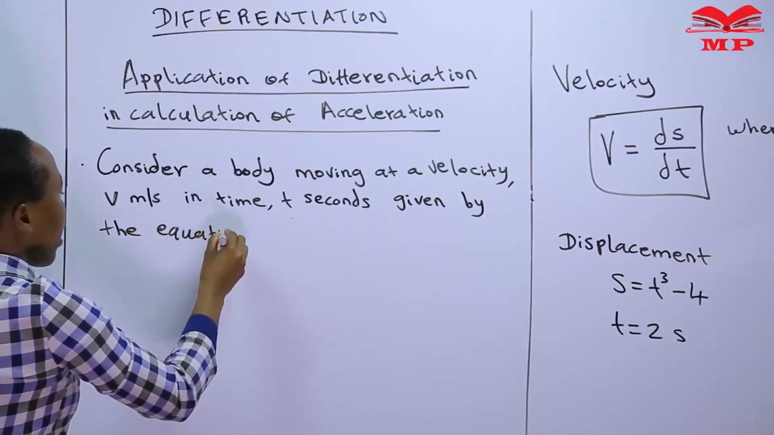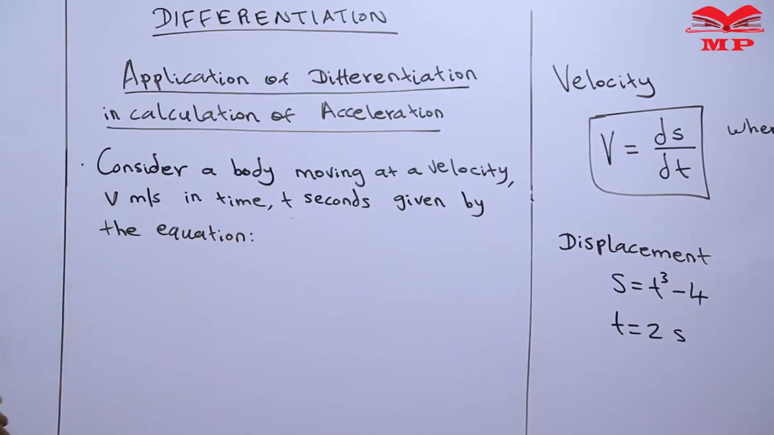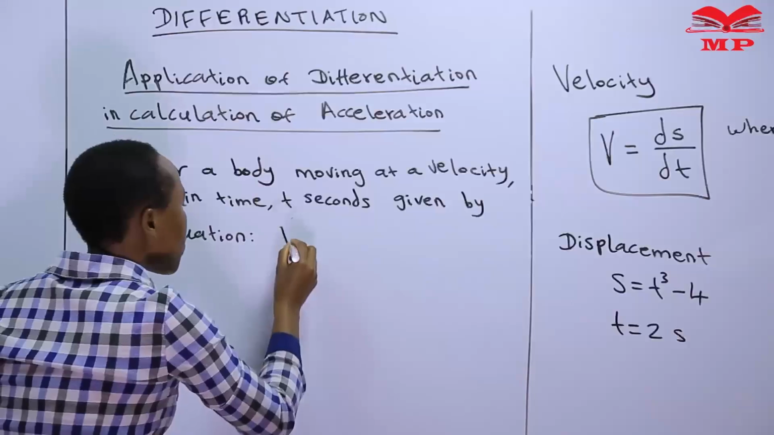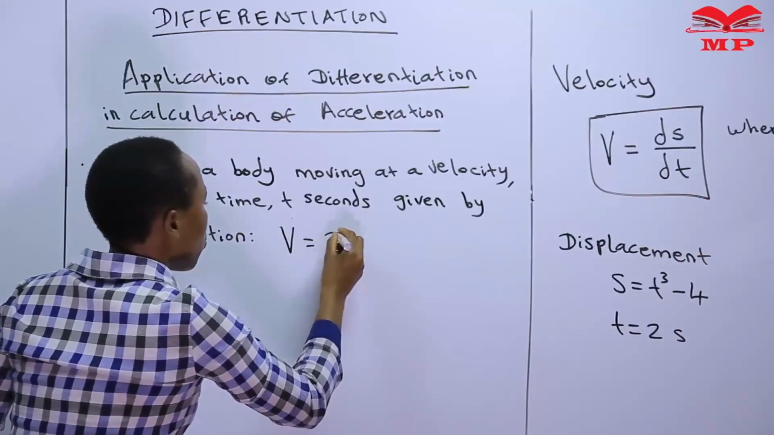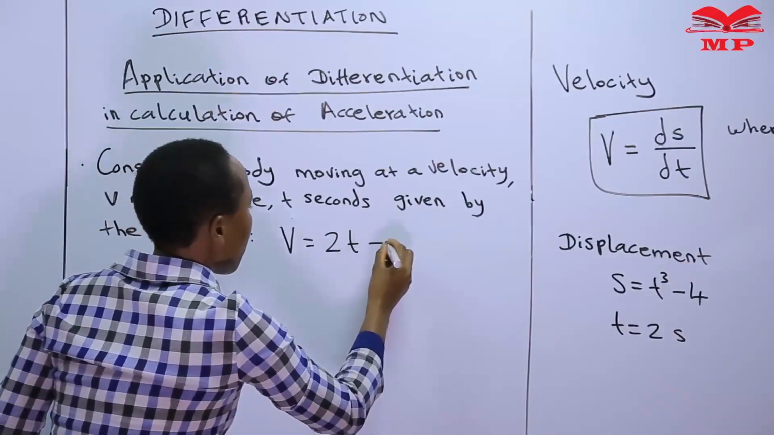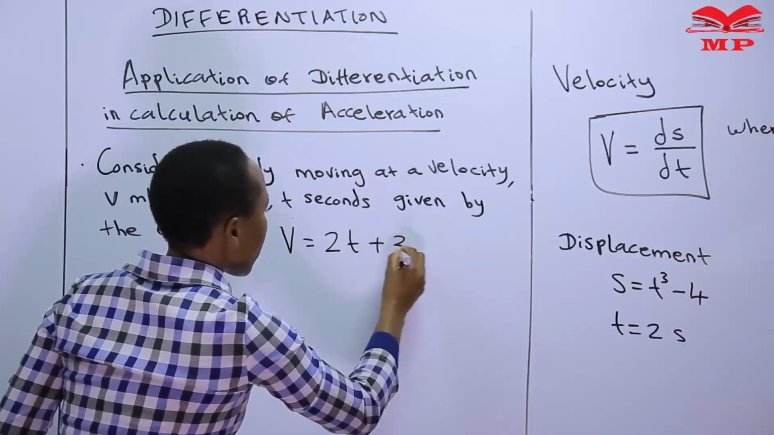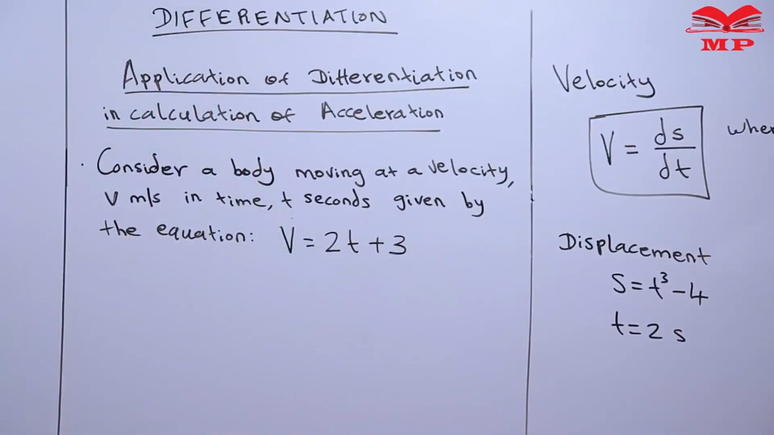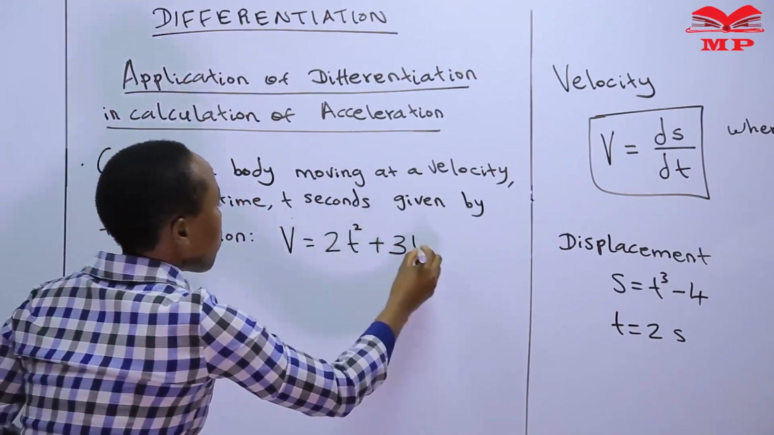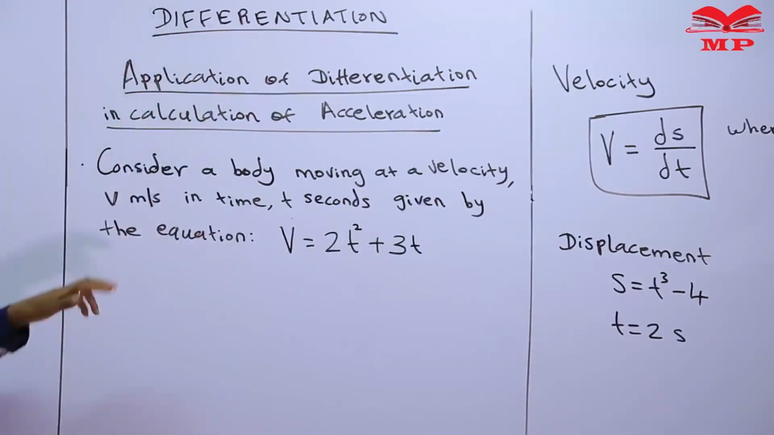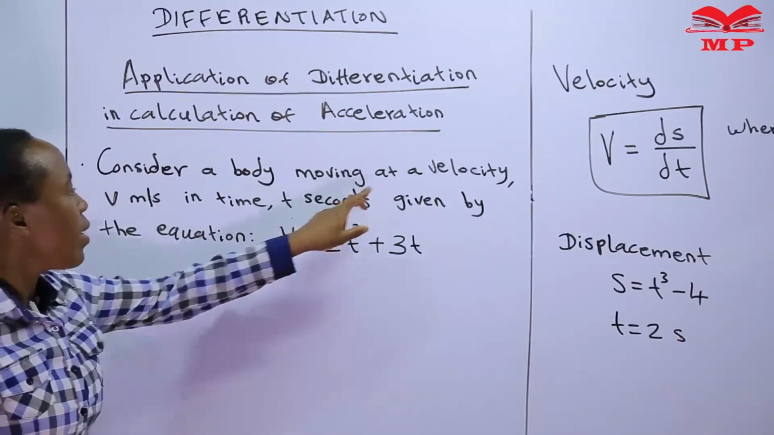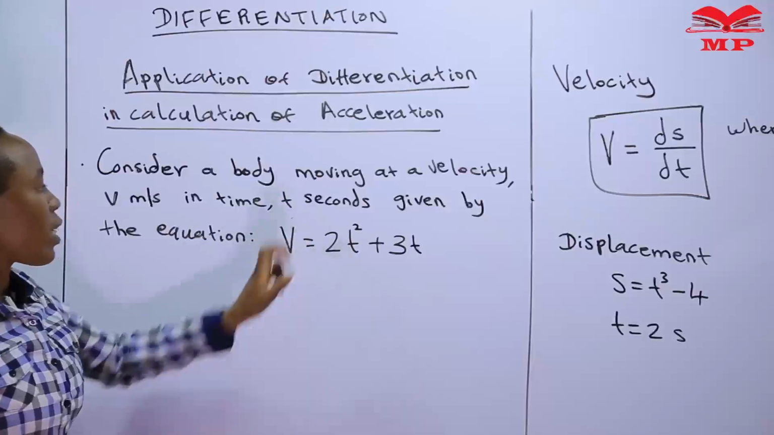we consider a body moving at a velocity v meters per second in time t seconds, given by the equation, for example, let's say we have v equal to 2t plus 3, or we can have 2t squared plus 3t. And we have that as the equation for velocity. V is the velocity and t is the time.